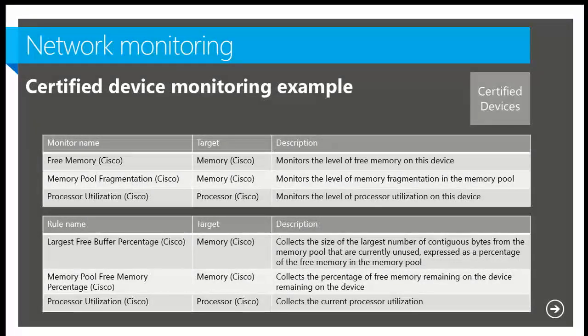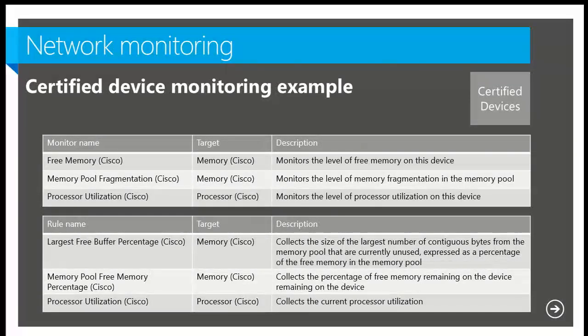Now, if you look at one example, and this I took from the Cisco 4506 I was monitoring, these are a few of the monitors and rules you get. You get, for instance, free memory, which shows you if it drops below a certain level. Again, you can override that. Memory pool fragmentation, processor utilization. We have some rules: largest free buffer percentage, free memory percentage for the memory pool, and of course the processor utilization, so you can nicely graph the processor of that device.